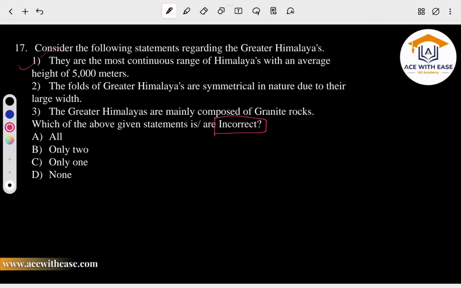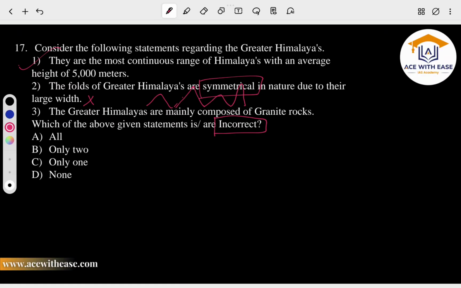Second statement, the folds of the Greater Himalayas are symmetrical in nature due to their large width. This is a wrong statement. The Greater Himalayas are asymmetrical in formation, not symmetrical, because of the tectonic process. So we don't find symmetrical folds; they are not uniform. Sometimes they are larger ones, sometimes smaller ones, sometimes the width is less, sometimes more. So we don't find symmetrical folds in the Greater Himalayas.